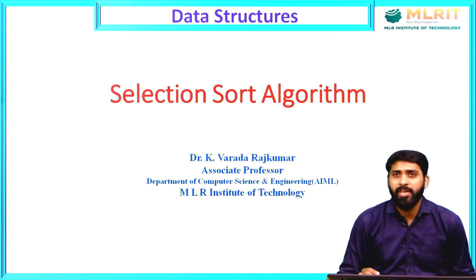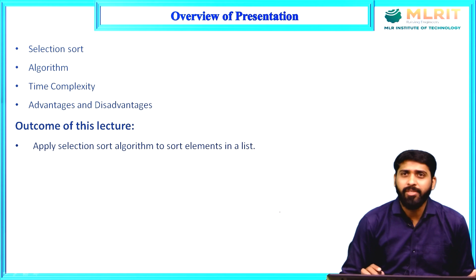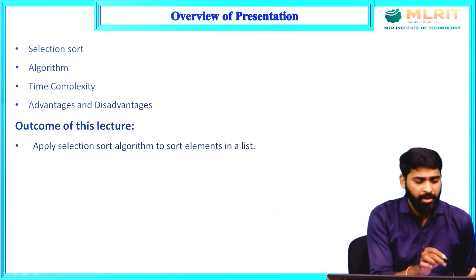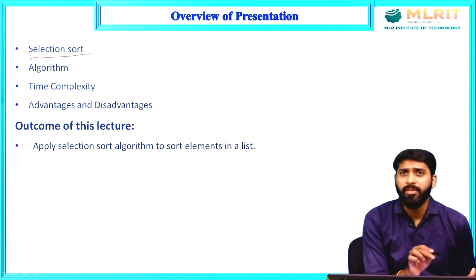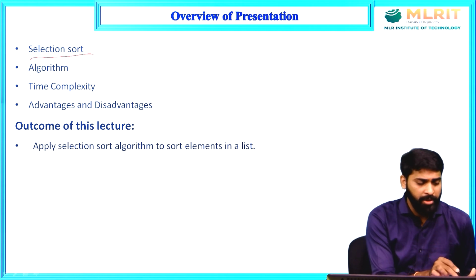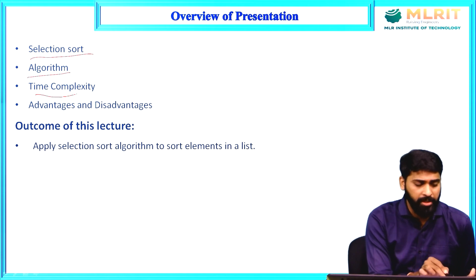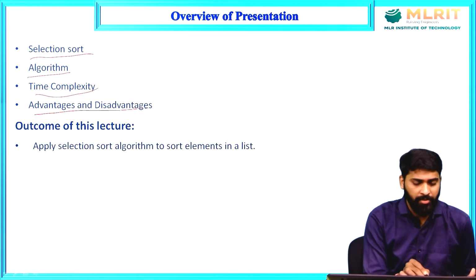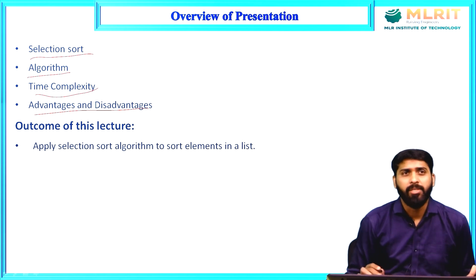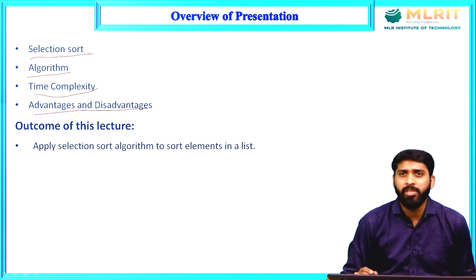In our previous class, we discussed the bubble sort algorithm. In this class, we will discuss the selection sort algorithm. Way of presentation: first we are going to discuss the selection sort definition. After that, we learn about the selection sort algorithm, and finally we are going to discuss the time complexity and advantages and disadvantages of selection sort. The outcome of this lecture is that at the end, you will be able to apply the selection sort algorithm to sort elements in a list.